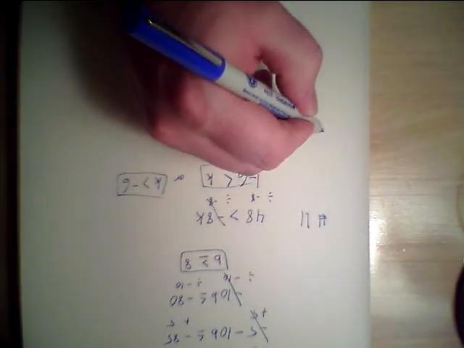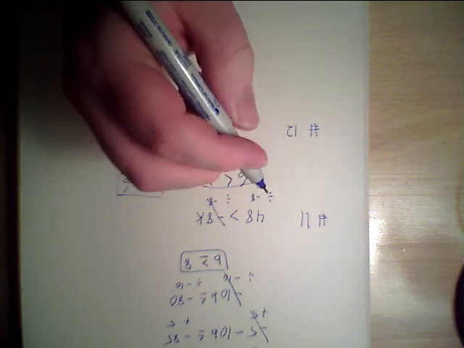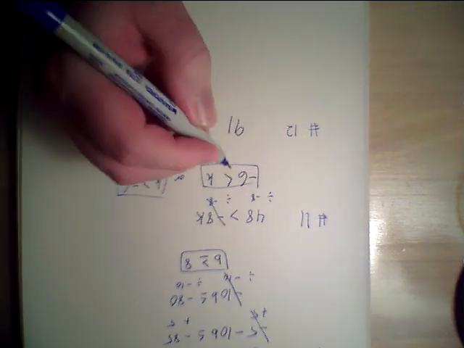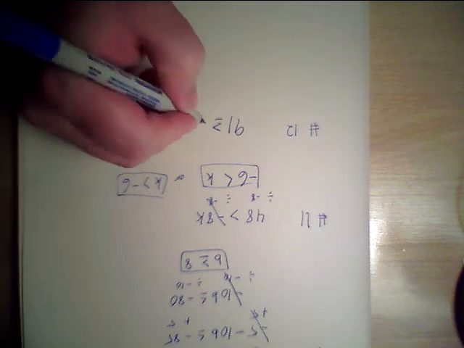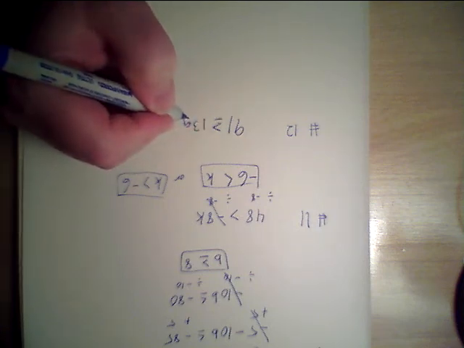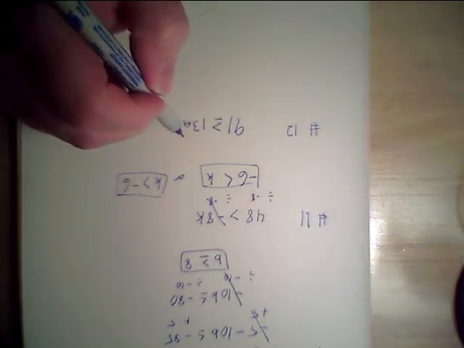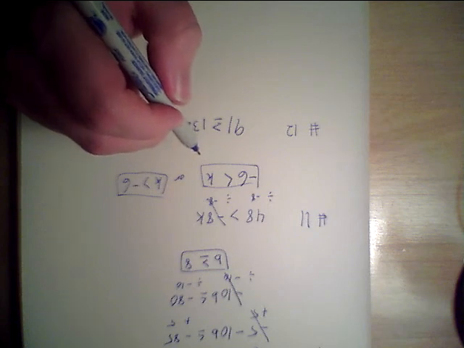And finally, number 12. Well, this one's pretty easy, right? We have 91 is greater than or equal to 13a. So we're not dealing with any negative numbers, so we do not have to worry about flipping the signs. So we just need to divide 91 by 13.